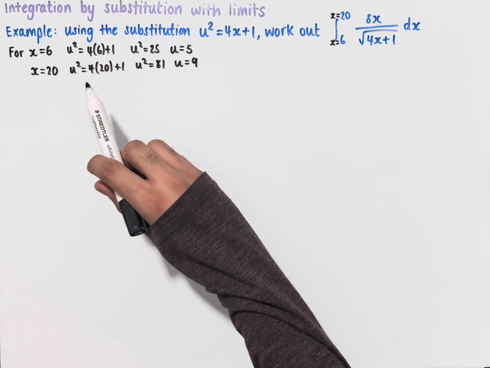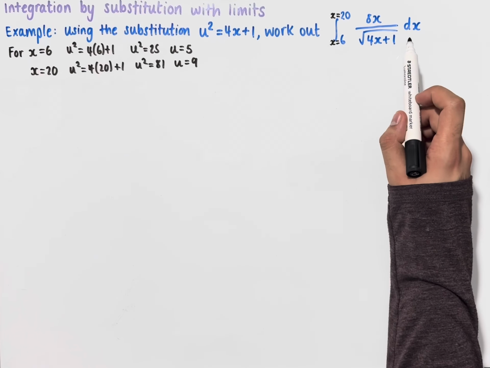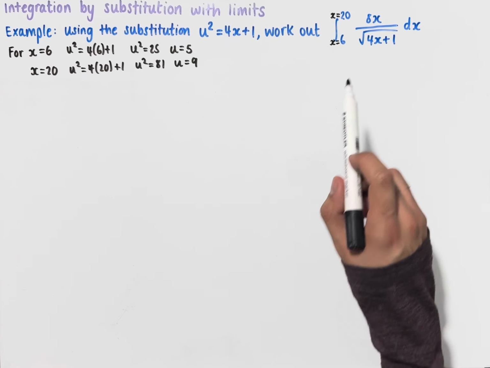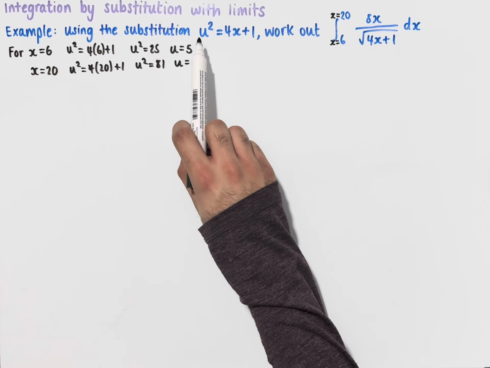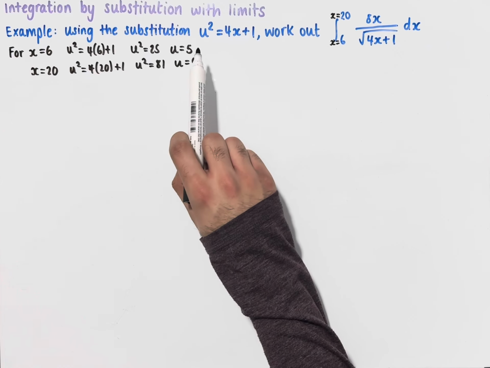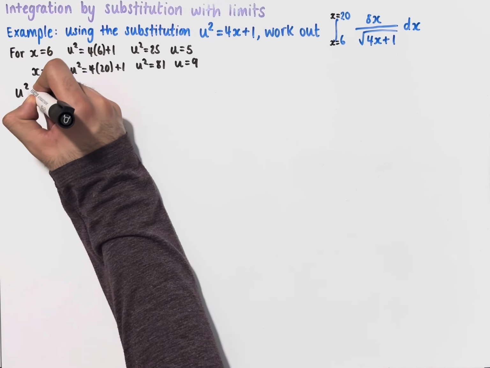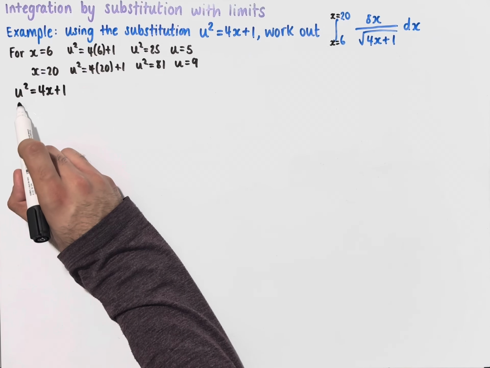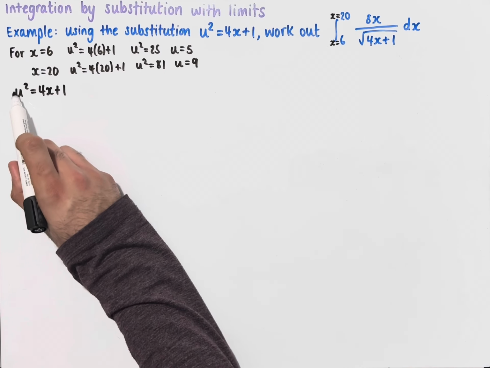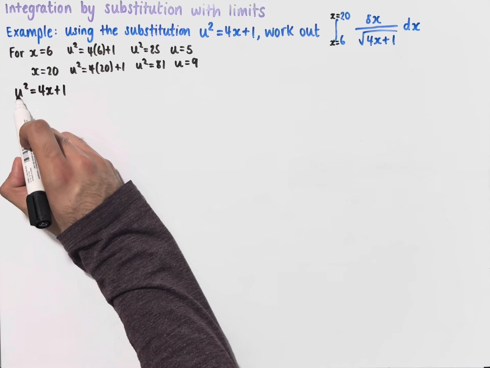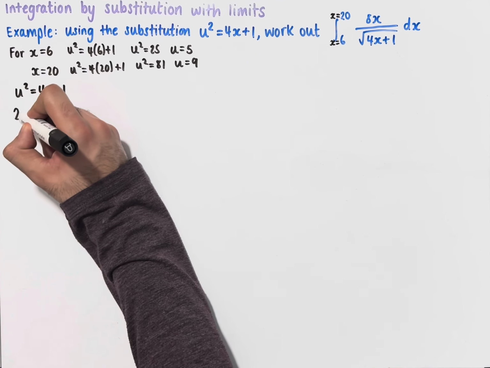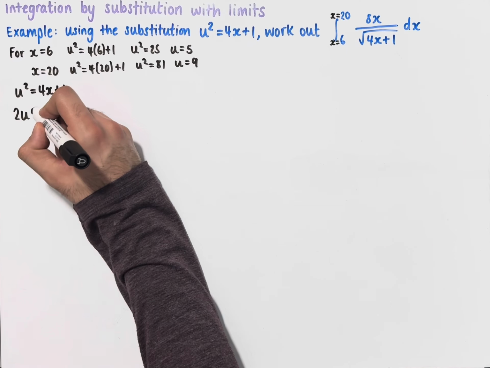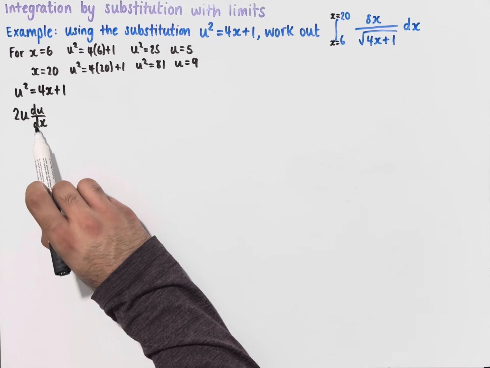Now, to use our substitution, we need to change from integrating with respect to x to integrating with respect to u. So we're going to have to differentiate both sides of this equation with respect to x. So we have u squared equals 4x plus 1, and now differentiating the left side with respect to x, we're going to use implicit differentiation. And so differentiating u squared gives us 2u, and then if we differentiate the inner function u, we get du over dx, as we're differentiating with respect to x.